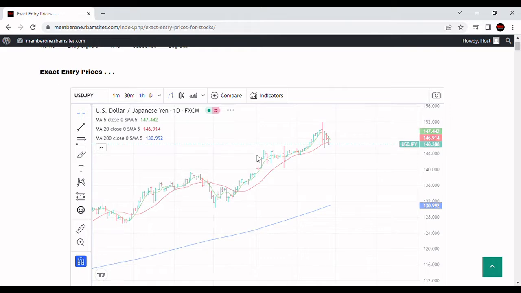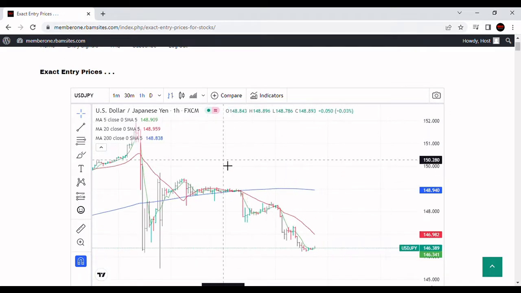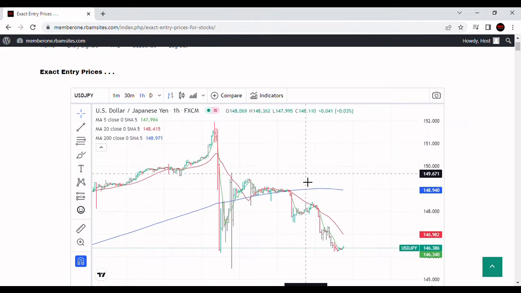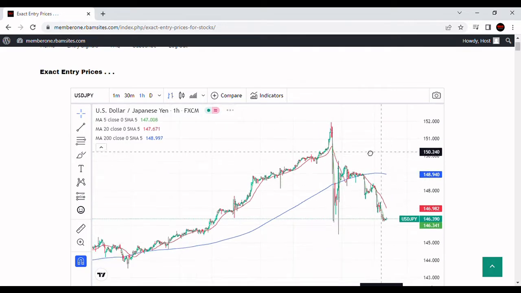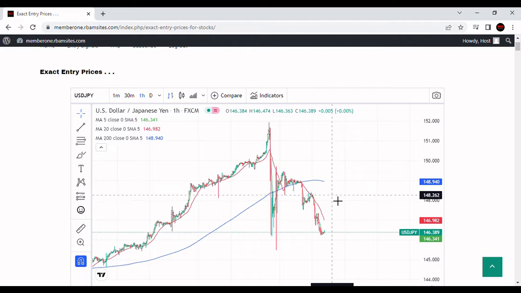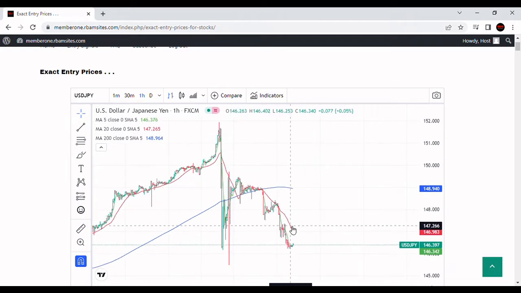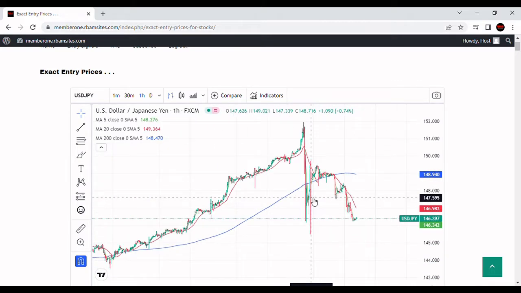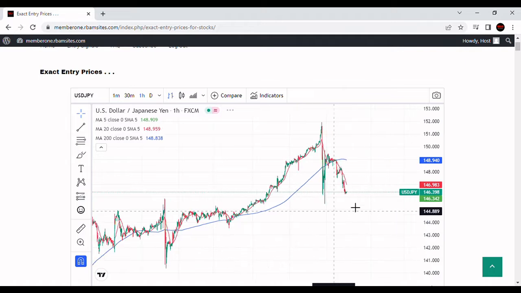Let's take a look at what we can see over here on an hourly chart. This is an hourly chart, and we've clearly are now below the 200-hour moving average in blue, and we're down below the 20 moving average in red. So this is clearly starting to sell off and correct an overbought condition.